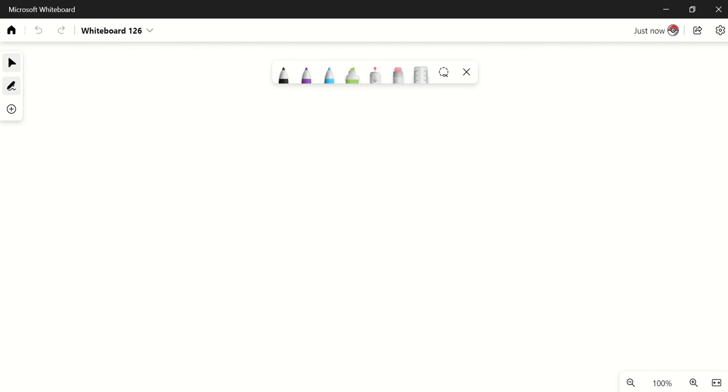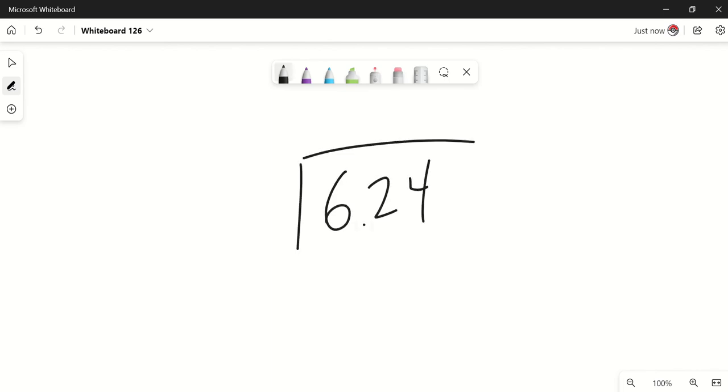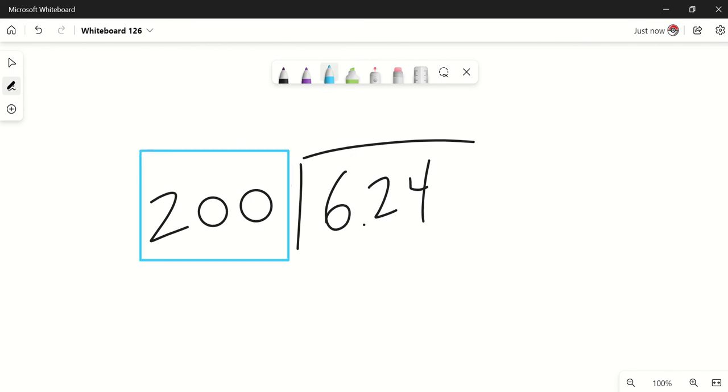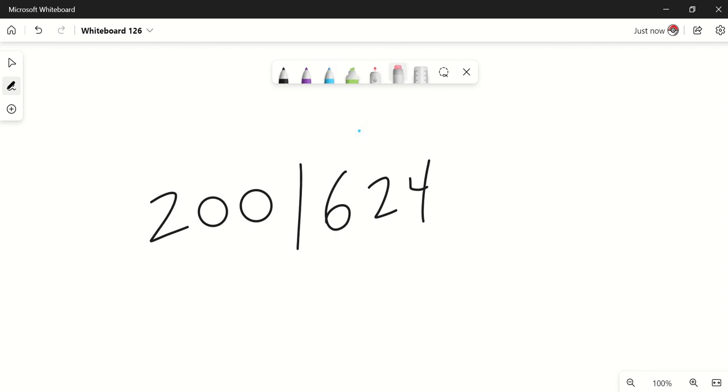6.24 divided by 200. Now this is going to contradict what we've been learning. Our divisor is a whole number. This goes back to our last lesson. So no decimals are going to jump. Not a single decimal is going to jump. That means that my decimal in my dividend just goes straight up. And now this basically becomes 624.